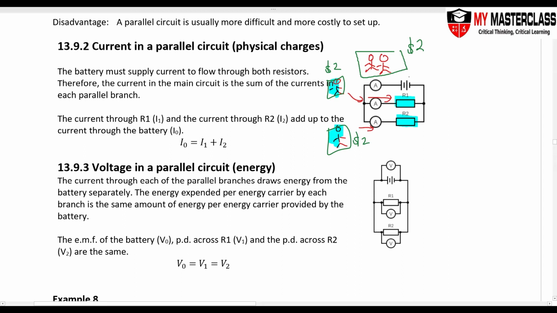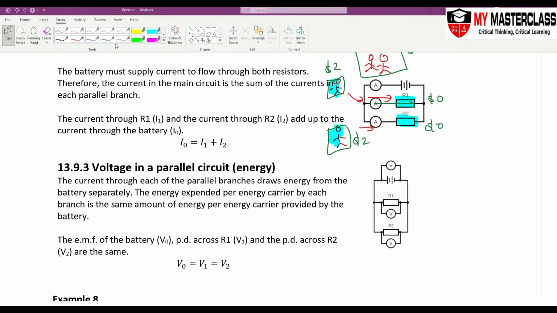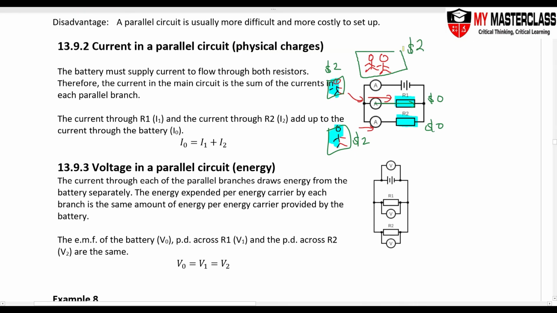So when you go through this resistor, you spend your money, so you're left with $0. You spend your money, so you're left with $0. So if you observe, this $2, which is the amount of money that they have at the start, is also the amount of money that you would have across each branch.